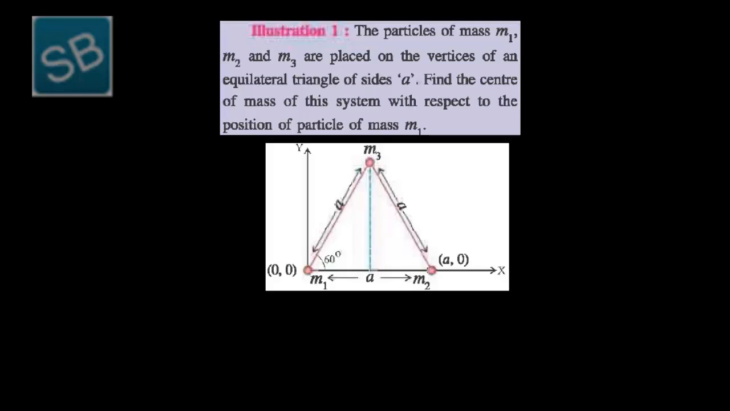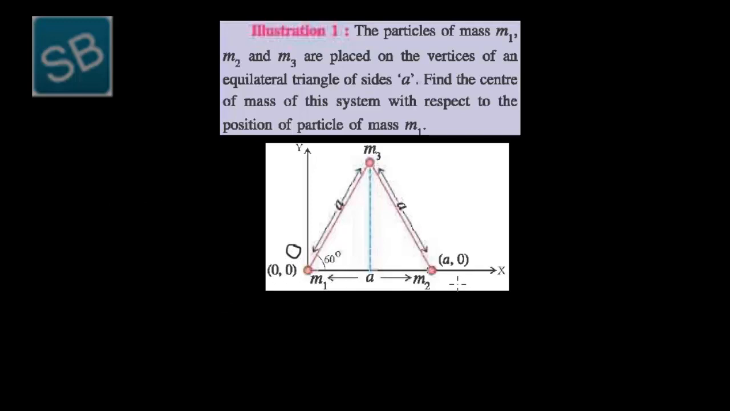This is the representation in which I have put the particles of mass m1, m2 and m3 on the vertices of an equilateral triangle. All the sides have length small a. We have to find the center of mass of the system with respect to the position of the particle of mass m1. I have considered the figure with m1 at the origin. So this is my origin O.